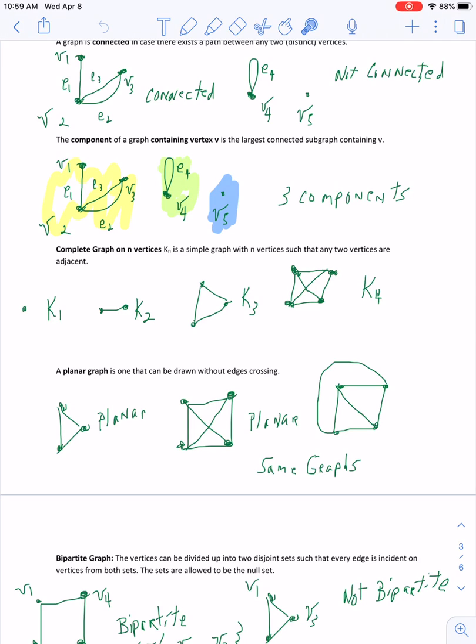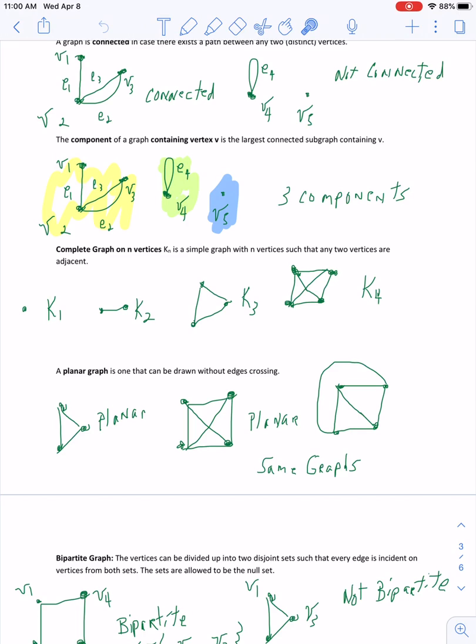So here are a series of Kns. One I have not drawn is K0. It does exist. And what is K0? That's the graph with no vertices. And if it's got no vertices, then it also has no edges. And so it's a picture of nothing. That's why I didn't draw it. When n is 1, the complete graph on one vertex is denoted K1. And what does it look like? It just has one vertex. By the way, it's true that any two vertices are adjacent because I don't even have two vertices. So there's K1, just one vertex.